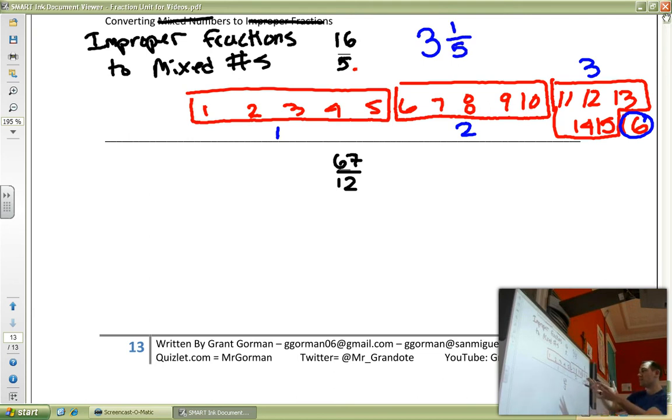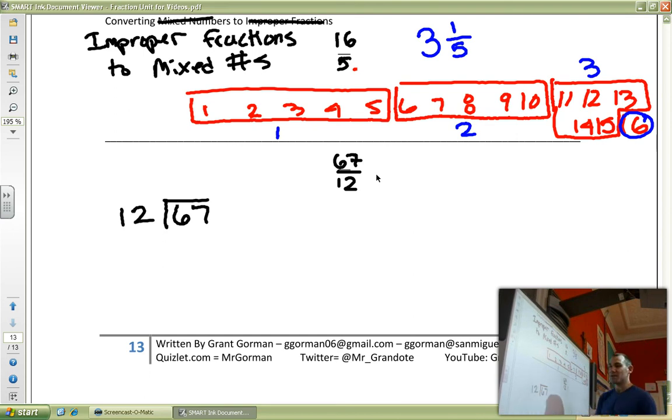You can see that with a bigger number, like this one down here, 67/12ths, it's going to be too much writing. So I'm going to show you how we should do this one. The way we're going to do it is remember that fractions are actually just a division problem. It's a numerator divided by a denominator. So I'm going to put my 67 inside right here. I'm going to divide it by 12.